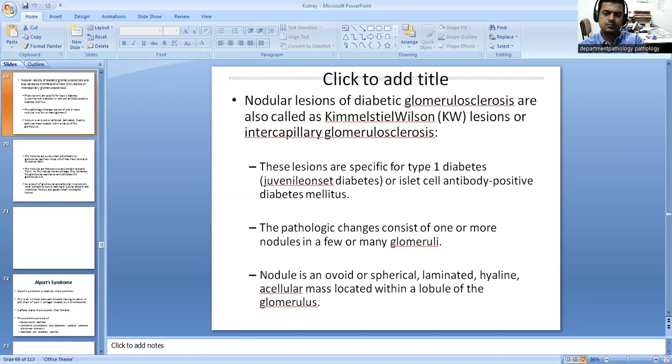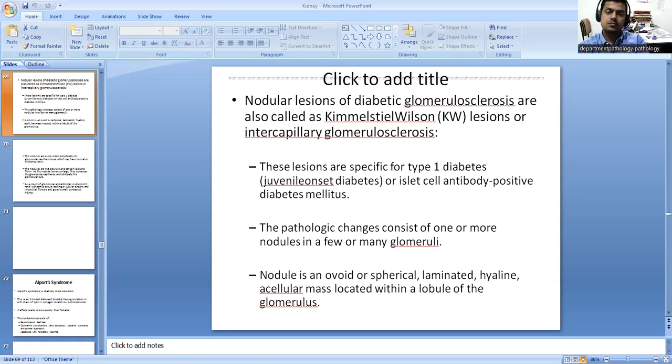As a result of glomerular and arteriolar involvement, renal ischemia occurs, leading to tubular atrophy and interstitial fibrosis. Grossly, the kidney appears small and contracted.